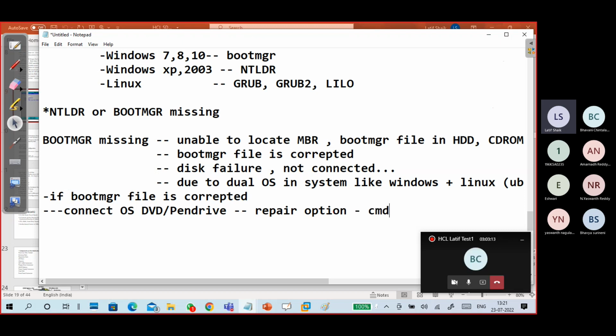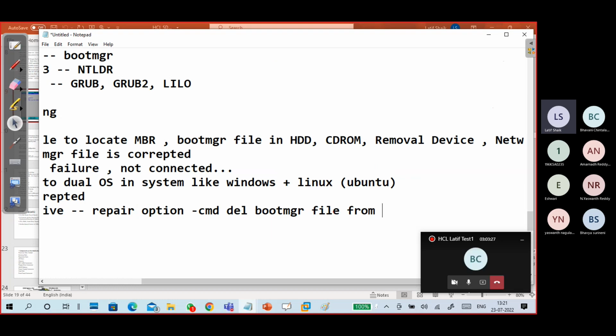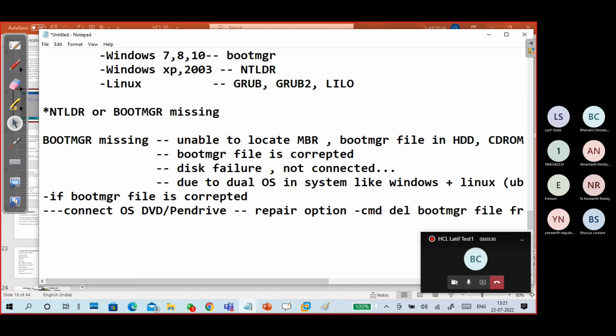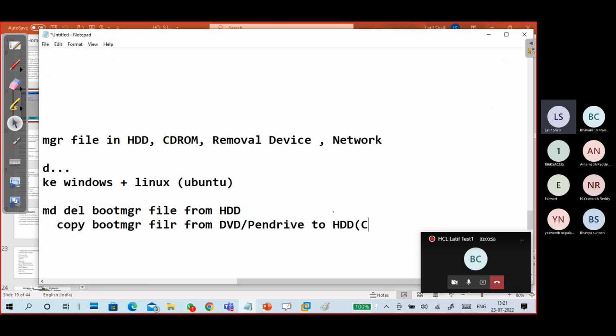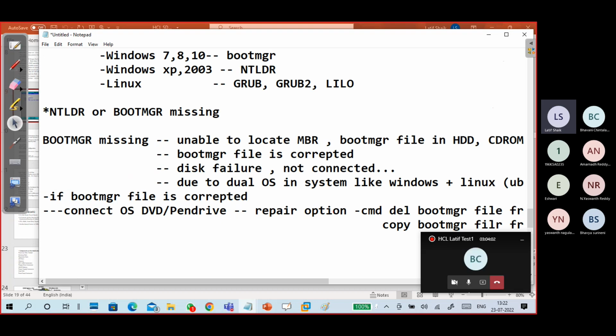Repair option. Usually CMD. Yeah, there is a problem. So I'm telling in the normal way: go to CMD and delete the old boot MGR file from the hard disk, and copy the boot MGR file from your DVD or CD, or a portable pen drive, to the C drive. Okay, that is one thing.